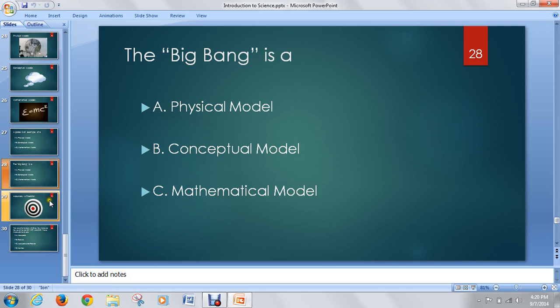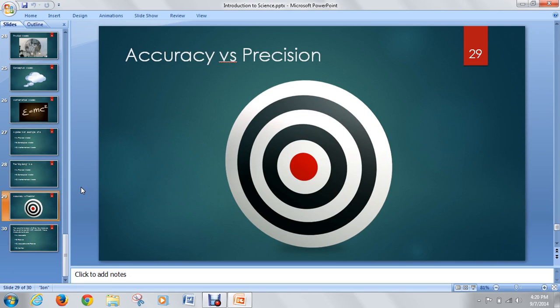Okay, and the last thing we were talking about was accuracy versus precision. Okay, so let's say we want to describe accuracy. So accuracy would be how close we are to the target. So if I shoot here, here, here, here, here, okay, that's very accurate. I'm very close to the target that I'm trying to reach, right, the bullseye.